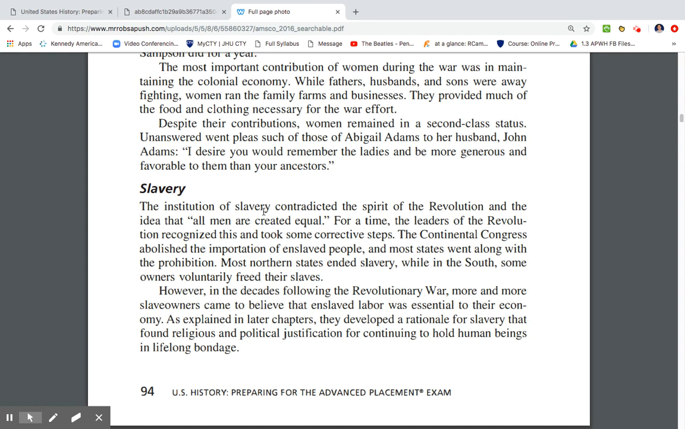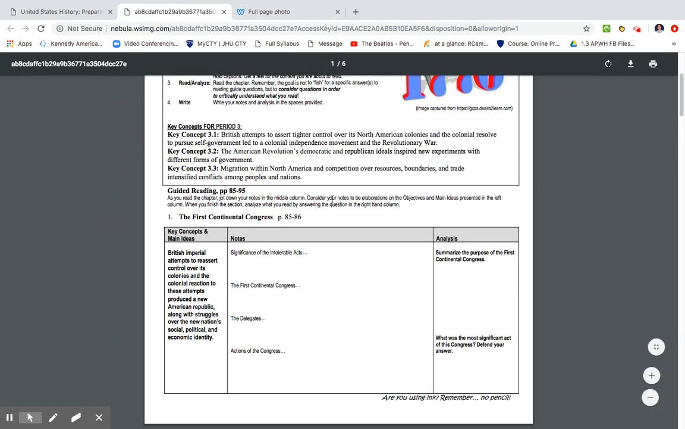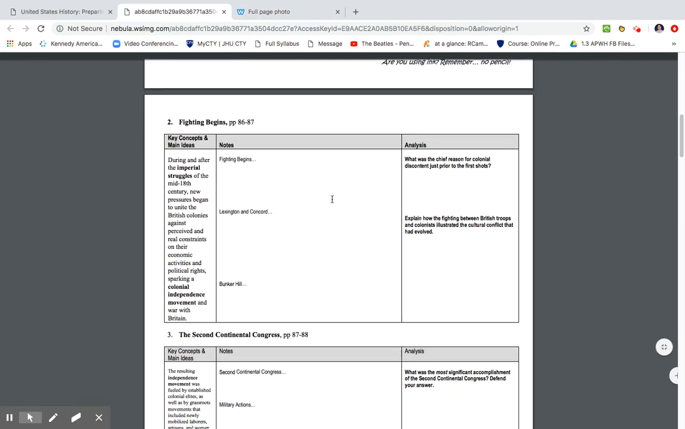So the slave trade will be abolished. Before this happens, you will see a massive importation of slaves because they knew it was coming to an end. But slavery will continue definitely in the South. Okay. So that was a longer chapter. But let's go through this.